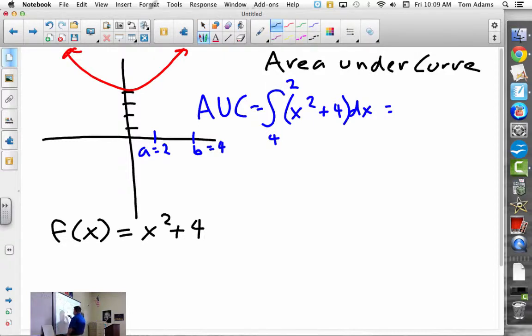Now when I say area under the curve, what I'm talking about is this right here. Area under the curve is from the curve to the x-axis.